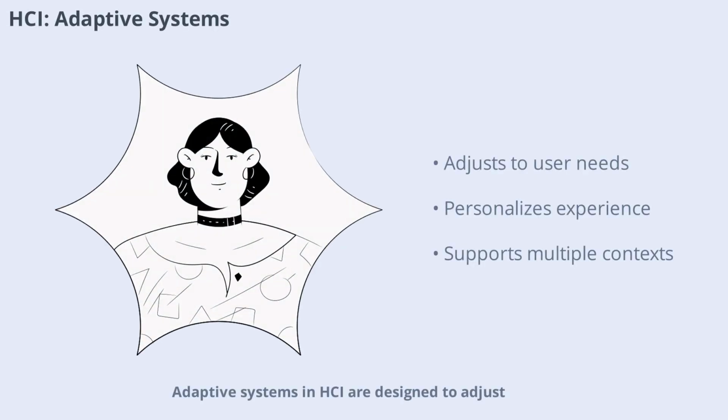Adaptive systems in HCI are designed to adjust their behavior based on user input or context. For example, a system might change its interface for novice versus expert users or adapt to different devices. These systems aim to provide a personalized experience that meets individual needs and preferences.